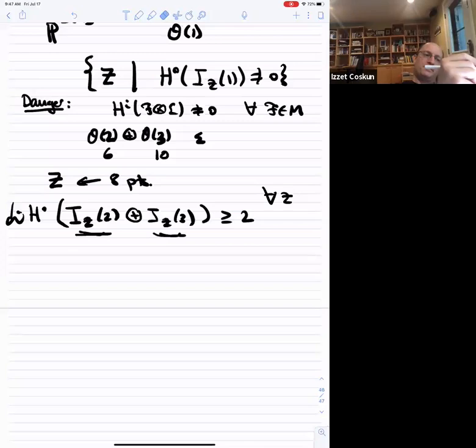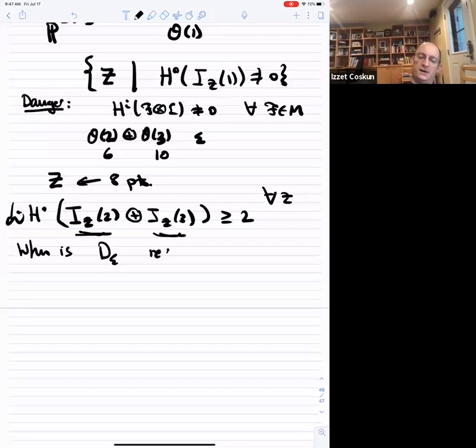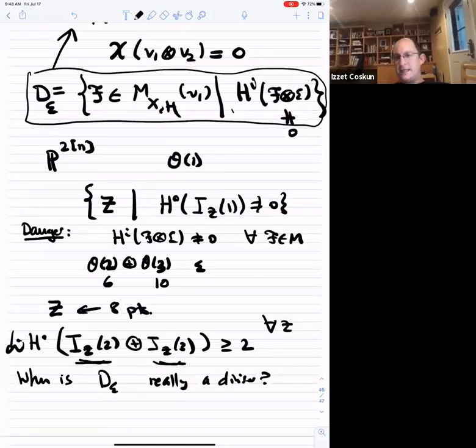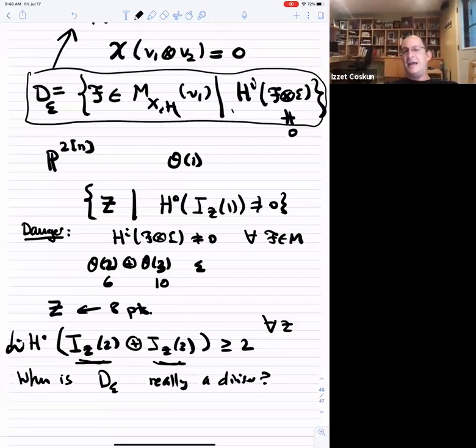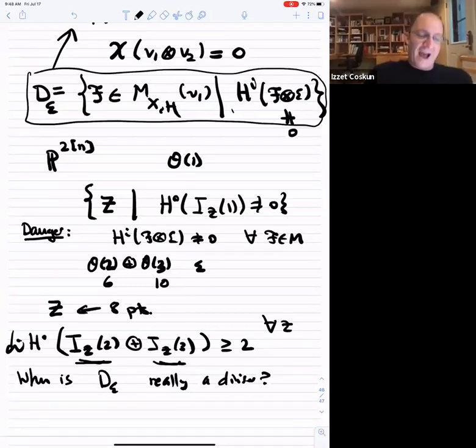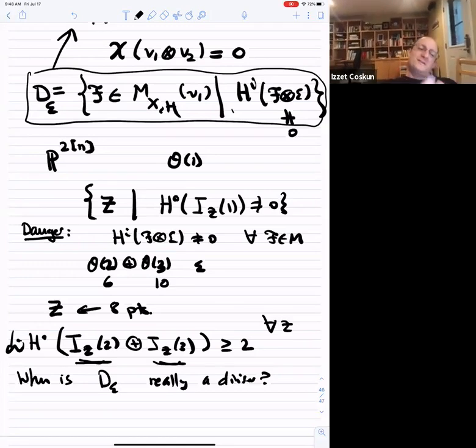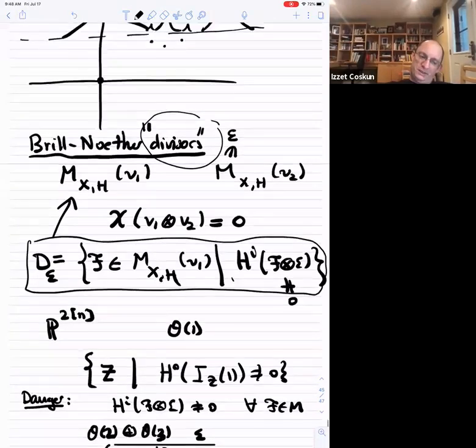When is something like this really a divisor? And to do that, what you need to say is that the general member of the moduli space has this cohomology equal to 0. So let me tell you the theorem and maybe briefly sketch it in the case of P2. This is, by the way, a very active area for random surfaces. It's very closely related to questions like S duality, strange duality, and things like this. So I'm just going to give you a small taste of the answer in the case of P2.